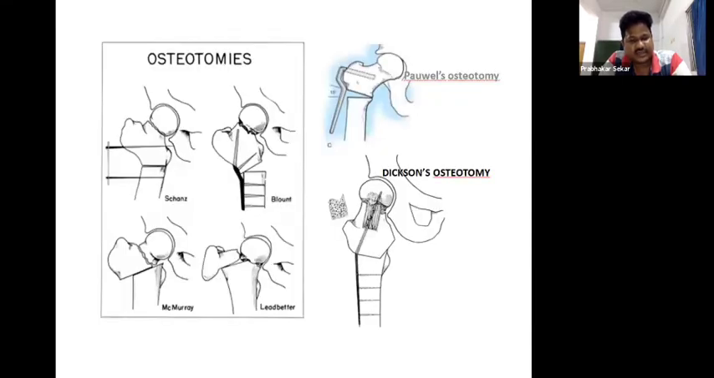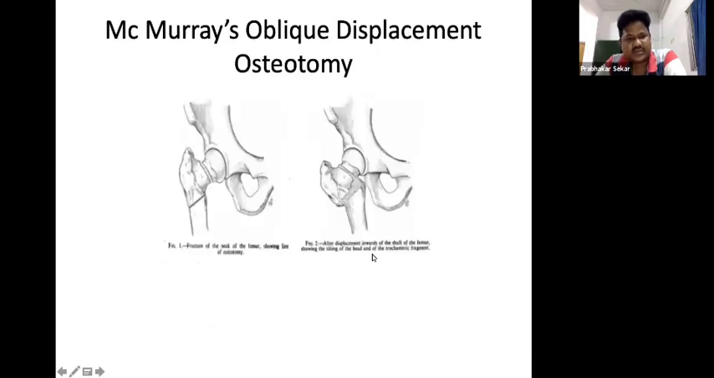So this is the diagram showing Shanz's osteotomy. It's an angulation osteotomy. These two are displacement osteotomy. The distal portion is displaced medially. This is an angulation osteotomy. This is also an angulation osteotomy. So displacement osteotomy, I think a separate session will come, to be taken by Dr. Amarnath later, so I am not going into detail.